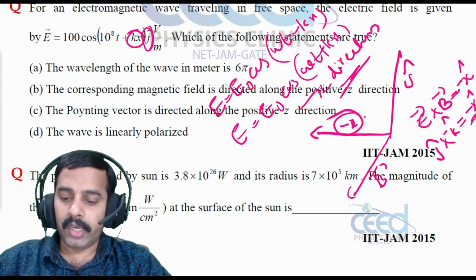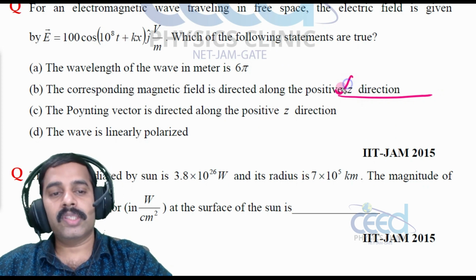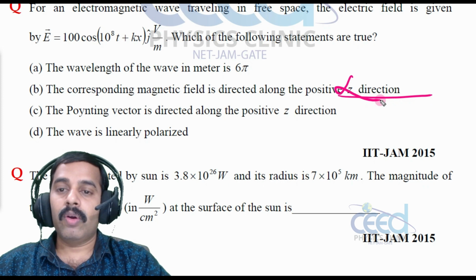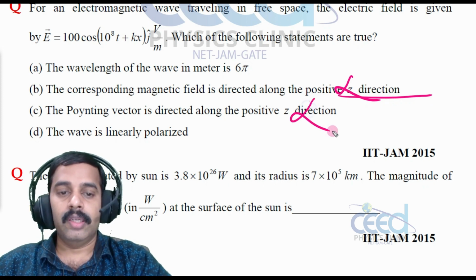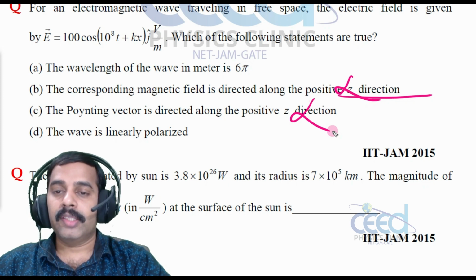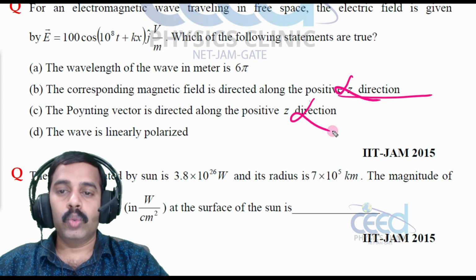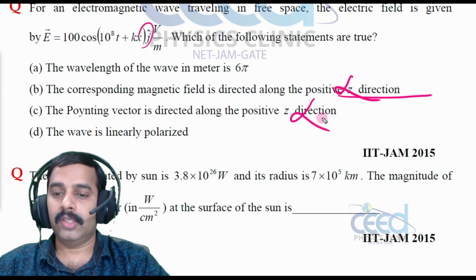But it is given as along positive z. We got it as negative. So this statement is not correct. If the wave is propagating along the negative x direction, the Poynting vector is also in the negative x direction. It is not along the direction of the magnetic field, right? The wave vector is propagating in the same direction the energy is transported, right? So the Poynting vector is along the negative x direction, not in the z direction.